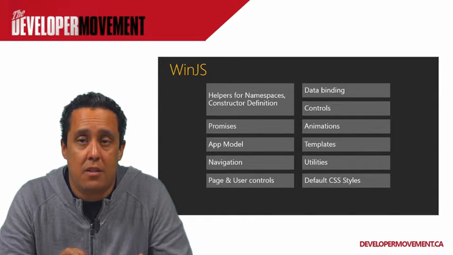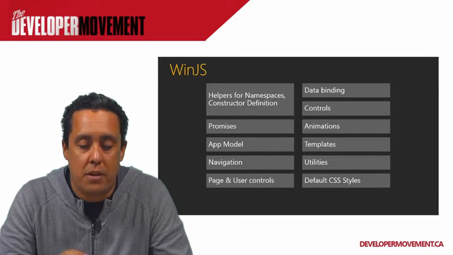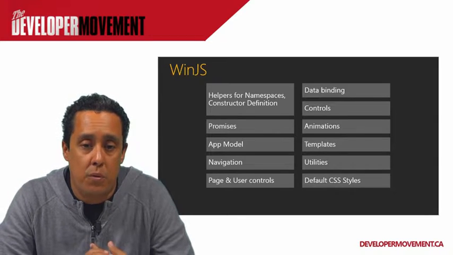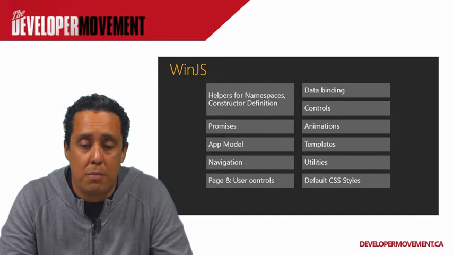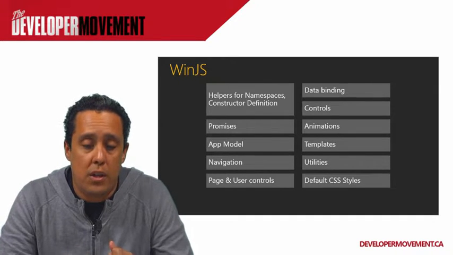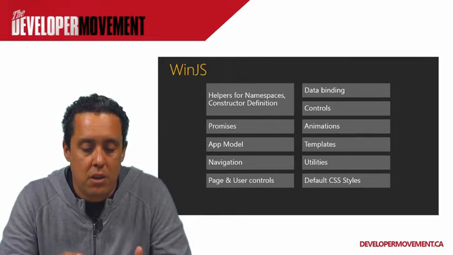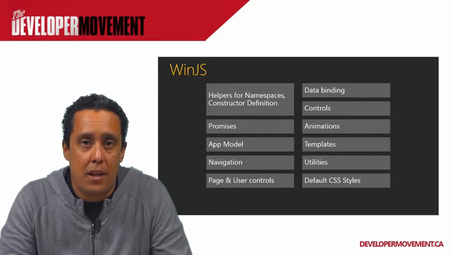Promises, async operations, you want to get familiar with those. Anything over 50 milliseconds in the Windows runtime will return a promise. For example, file operations, a message dialog. Those things will return promises, or even XML HTTP requests will return a WinJS.promise. The app model is basically your suspend and resume. You do want to get familiar with those so you can save state and reload state. The navigation model, so you can navigate between pages within your app. And then you have things like data binding, controls, templates, and utilities.